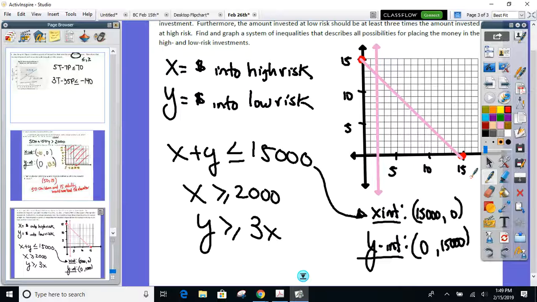Where would you shade here? To the left or to the right of that vertical line? Well, you can plug in 0. Is 0 greater than 2,000? Nope. So I wouldn't want to shade towards 0, 0, so I'd shade to the right. Do you see where these two would overlap yet? Just in this triangle. So here's where we're down to. That whole graph got minimized to this one right here.